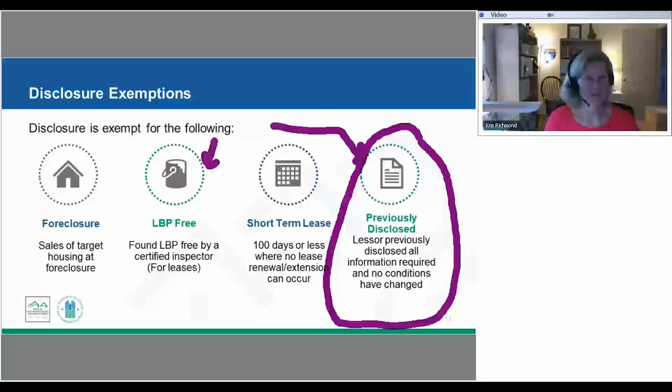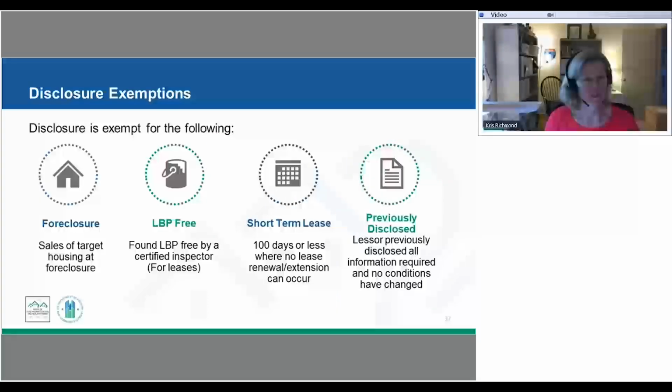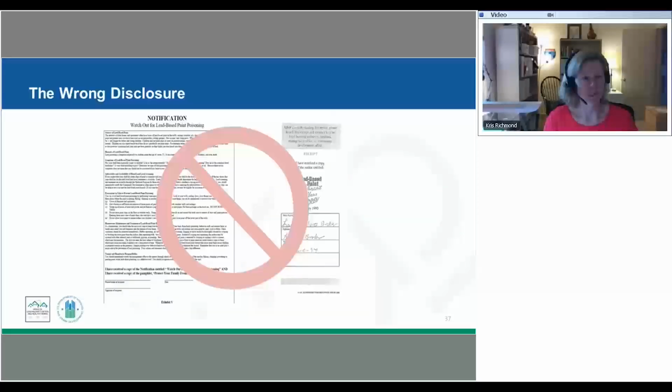So those green circles are the ones that are most common when it would be exempt. We have these other ones on here just for your information: sale of target housing. We're not talking about sales right now, or short-term leases, but again, not relevant to what we're working with today.